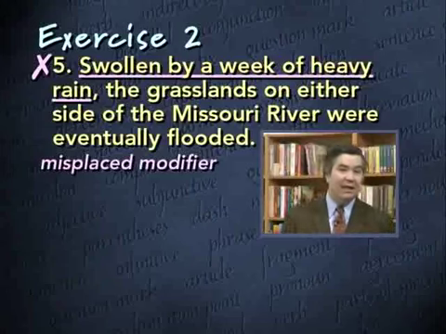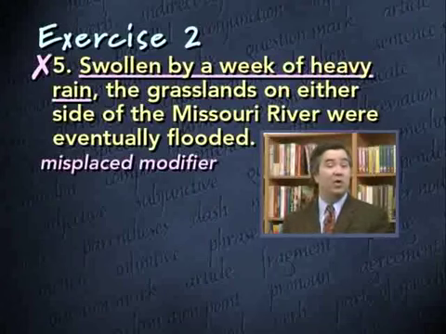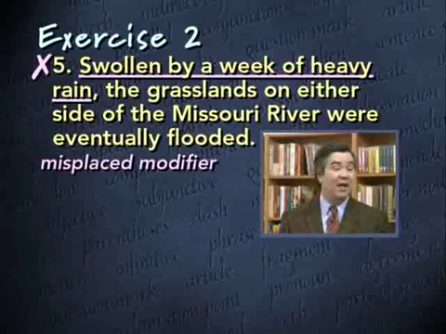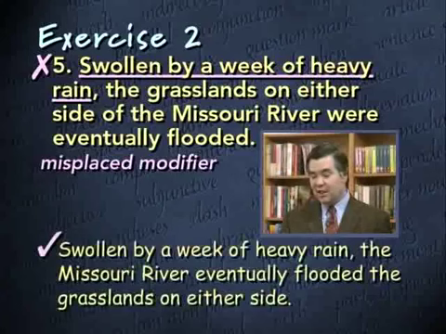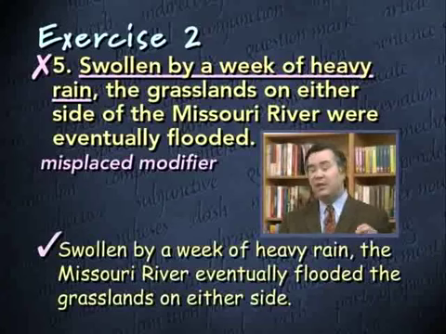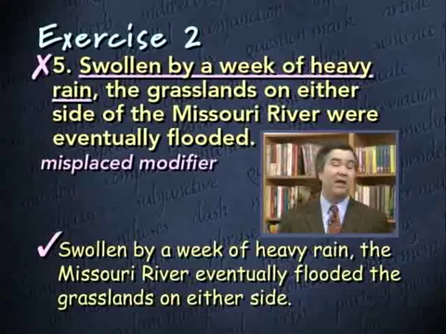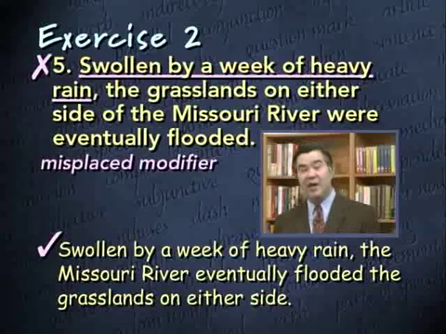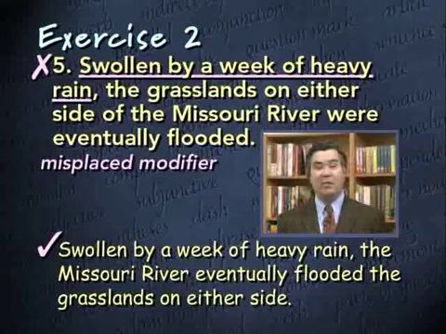But a less awkward and easier to read sentence would probably be the result if we instead moved the words Missouri River to immediately follow the modifying phrase at the beginning of the sentence. The sentence could read something like this. Swollen by a week of heavy rain, the Missouri River eventually flooded the grasslands on either side. In this way, by leaving the modifying phrase where it is and moving the Missouri River to immediately follow the modifying phrase, we've made the relationship very clear and solved the misplaced modifier problem.